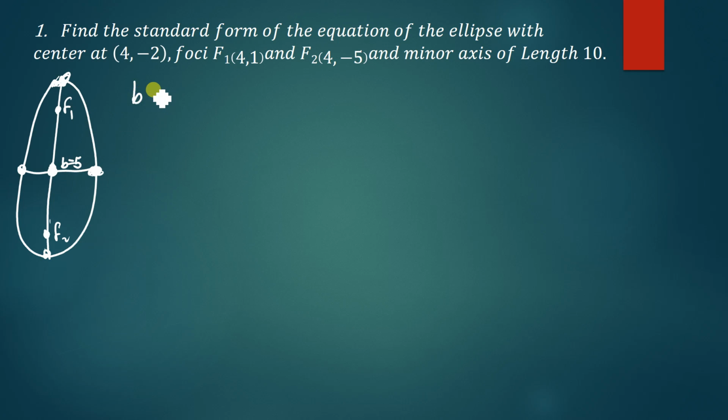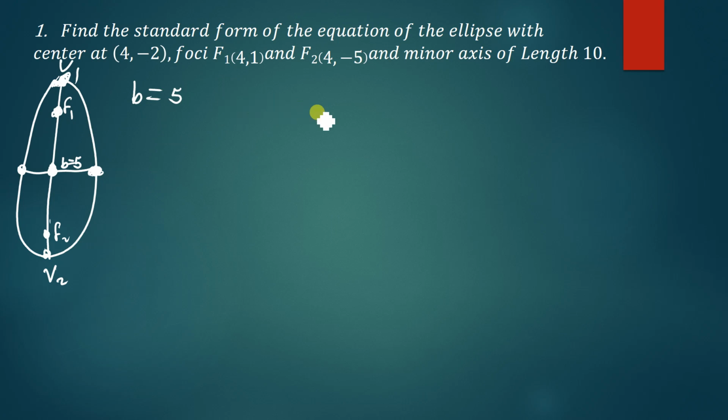So we have managed to find b. B is equal to 5. And then the other thing that you need to find is the value of c, because we've been given the focus. If we were given the vertices v1 and v2, we would have just gone directly to find the value of a, because those are the only things that we don't have in the equation.